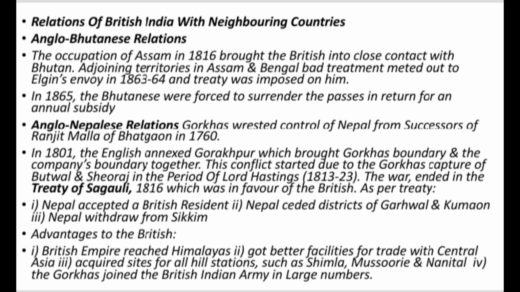The British Empire now reached the Himalayas, acquiring better facilities for trade with Central Asia, and acquired sites for hill stations such as Shimla, Mussoorie and Nainital, and Gurkhas joined the British Indian Army in large numbers.